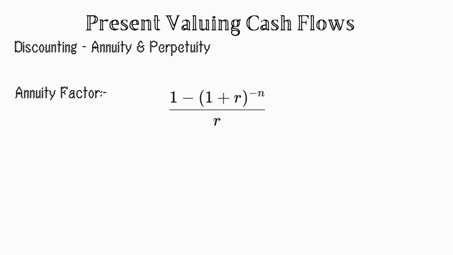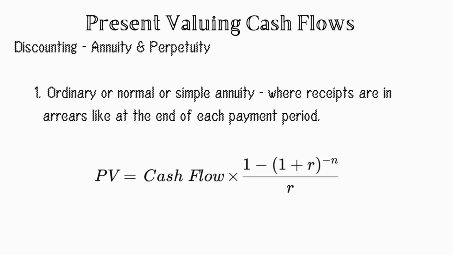The present value of an annuity is equal to cash flows into 1 minus 1 plus r raised to power minus n divided by r. Annuity can be of following types. Number one is ordinary or normal or simple annuity, where receipts are in arrears, like at the end of each payment period. The ordinary annuity formula is equal to cash flows into 1 minus 1 plus r raised to the power minus n divided by r.